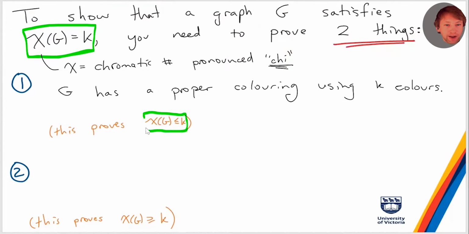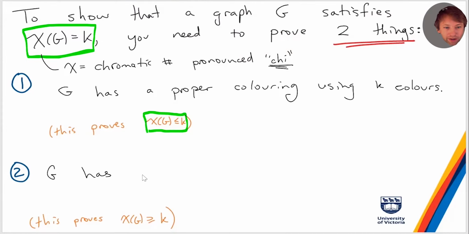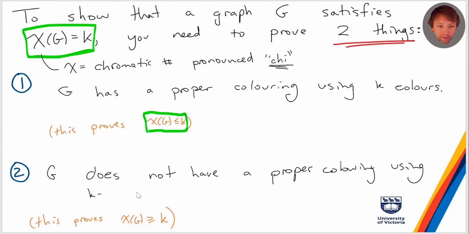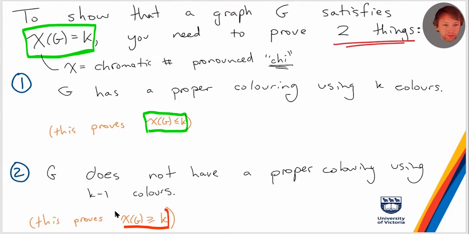right? That'll prove that chi of G is at most k, because it has a coloring with k colors, and it might have a coloring with k minus 1 colors, but it's not clear, right? And then you need to show that G does not have a proper coloring using k minus 1 colors. And this is usually the harder part, okay? And this proves then that the chromatic number is at least k, because it can't be less than k. If it was less than k, I would have a proper coloring using k minus 1 colors.